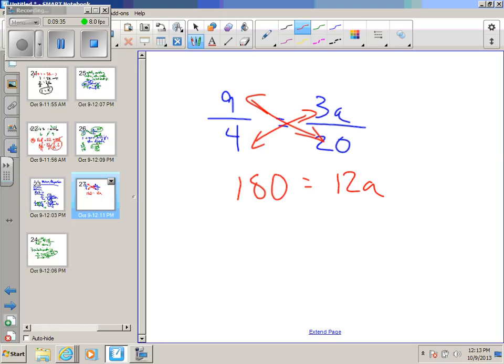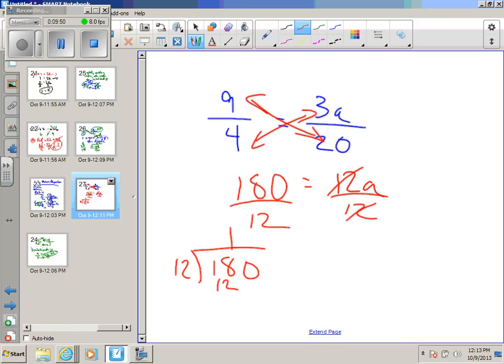By doing what? 5 by 12. A equals 15. We said cross products were equal. I'll try another one.